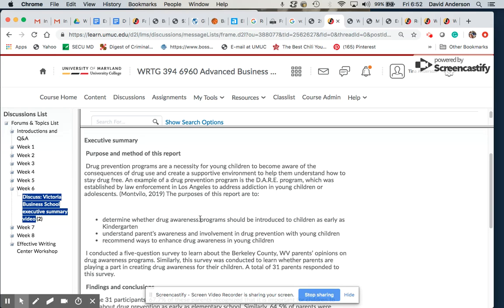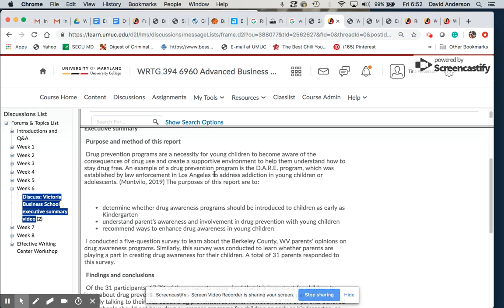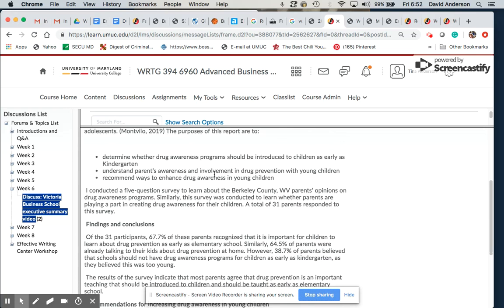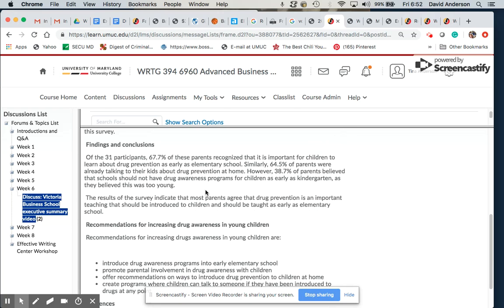While drug prevention and awareness programs are integral, the need for drug awareness and prevention programs is on the rise. So set the importance of what the problem is. You don't want to define the drug awareness program. That's not the purpose of the executive summary. You want to define the problem. And that way you can determine what your conclusions show.